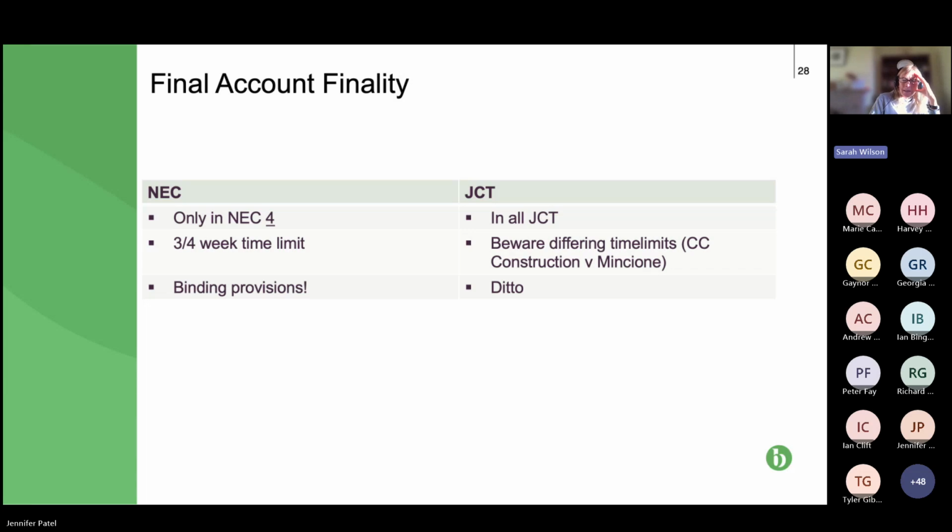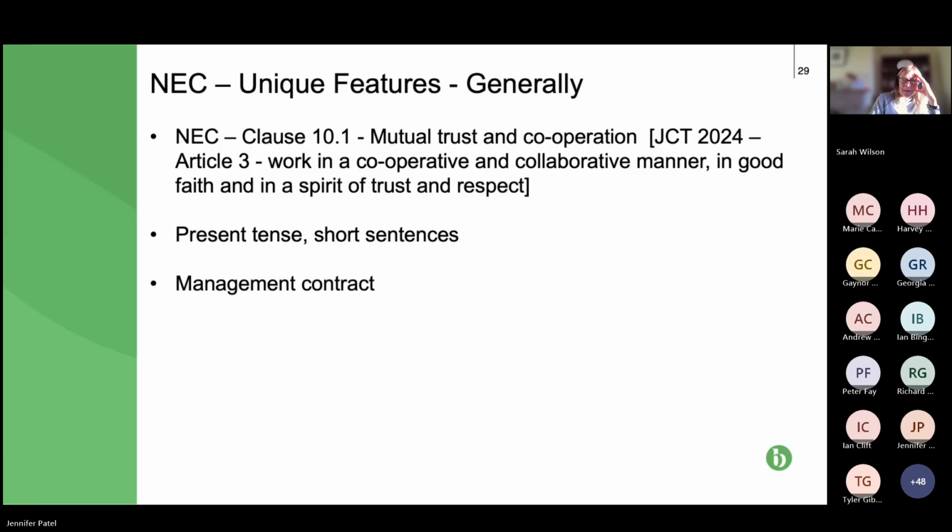So the next slide, please. Okay, so I'm just going to very quickly go through these. Our mutual trust and cooperation in NEC, which has always been there from the outset, has now been introduced into JCT 2024, as you can see there. So before that, we didn't have it in JCT. We do have it now.